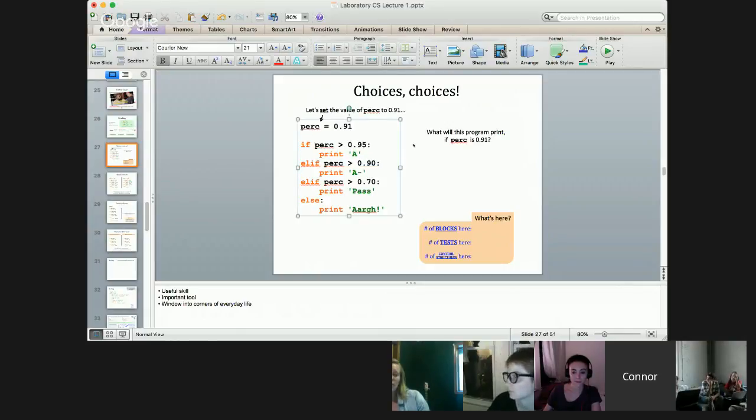So how does it know, if it does the first one, that it's stopped? Because all of them qualify as being greater than whatever the number is, like 0.97. So you could potentially print all of them. We'll run into that in just a second. That's a great question.